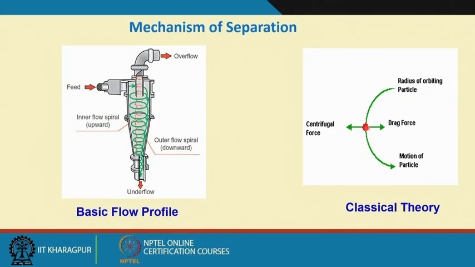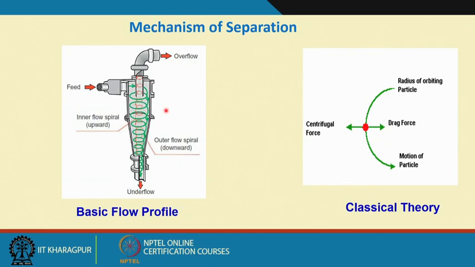What is m? m stands for the mass of the particle. v is the velocity at which they are moving, and r is the radius of the orbit, that is, at what radius they are moving. So, that centrifugal force will try to bring the particle in the radial direction, towards the wall.